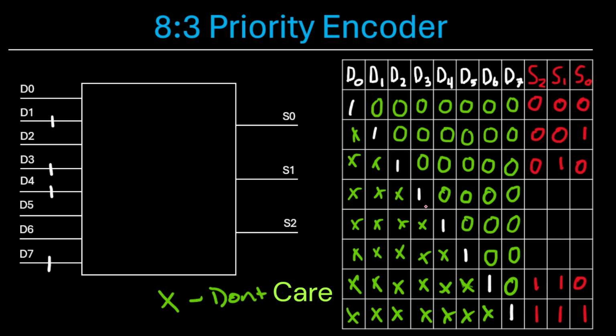If D3 is high, we don't care about D0 through D2. We're going to output 3 in binary. If D4 is high, we don't care about D0 through D3. We're going to output 4 in binary. And lastly, if D5 is high, we don't care about D0 through D4. We're going to output 5 in binary. Okay?